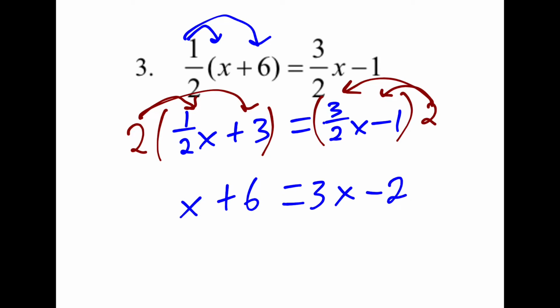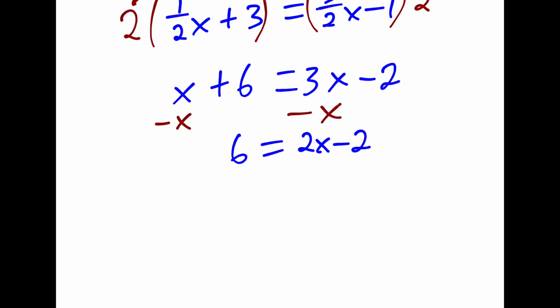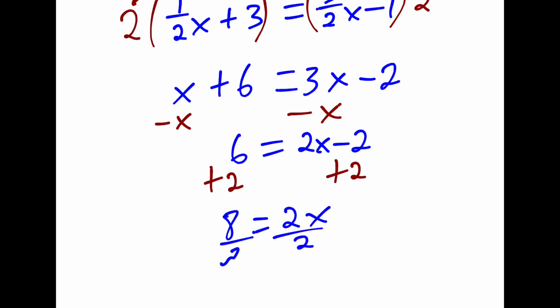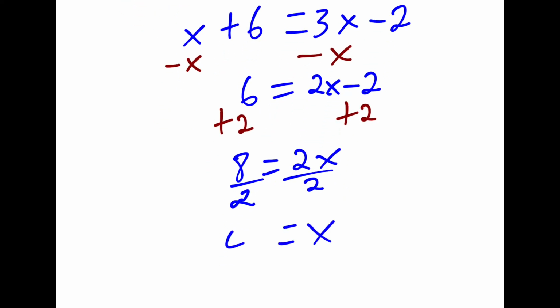Now I want all my x terms on the same side, so perhaps I'll subtract an x here, and I'm left with 6 is equal to 2x minus 2. From here I will add 2 to both sides. I have 8 is equal to 2x. I divide by 2. I get that x is equal to 4. That's a pretty sloppy 2.